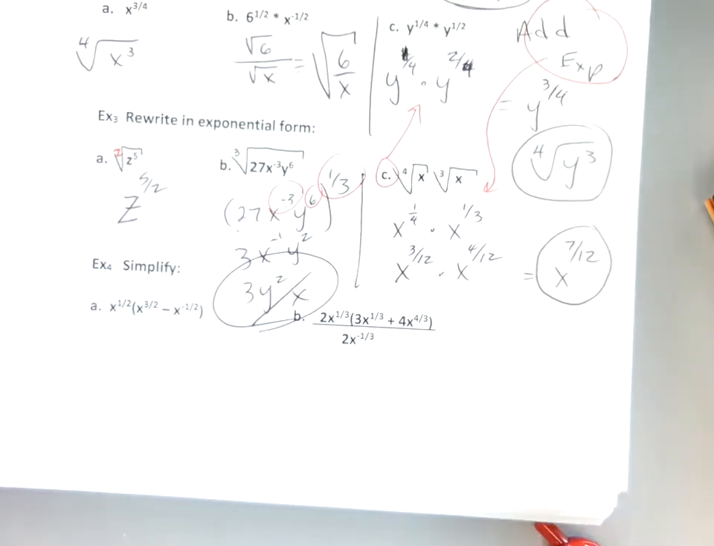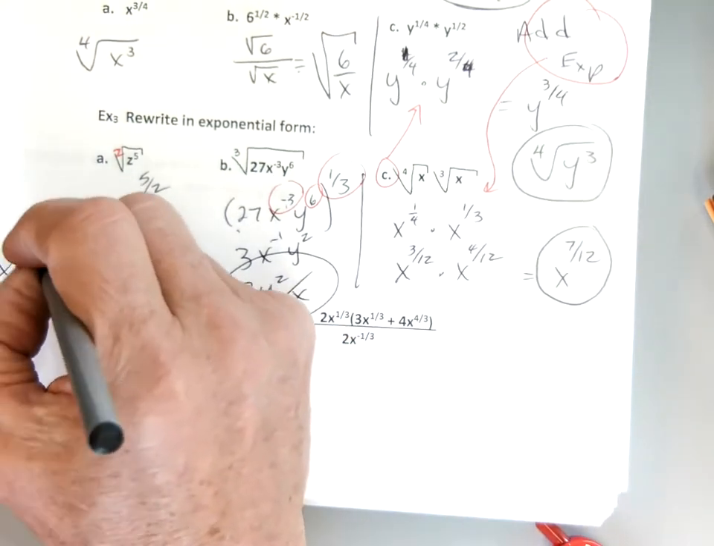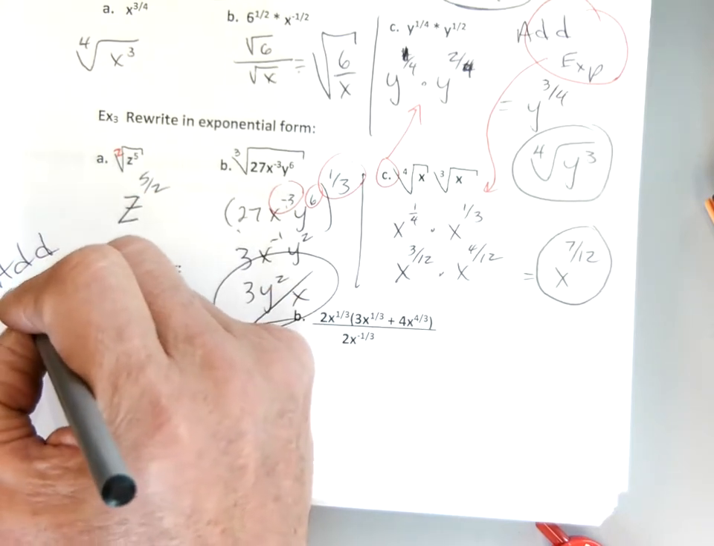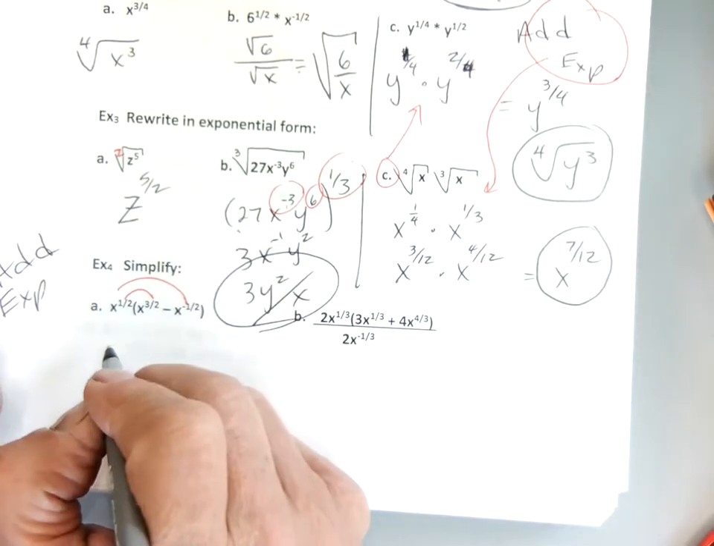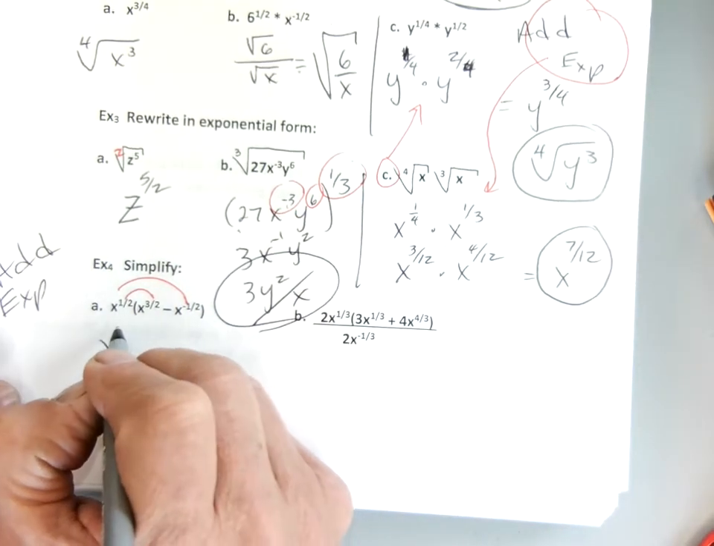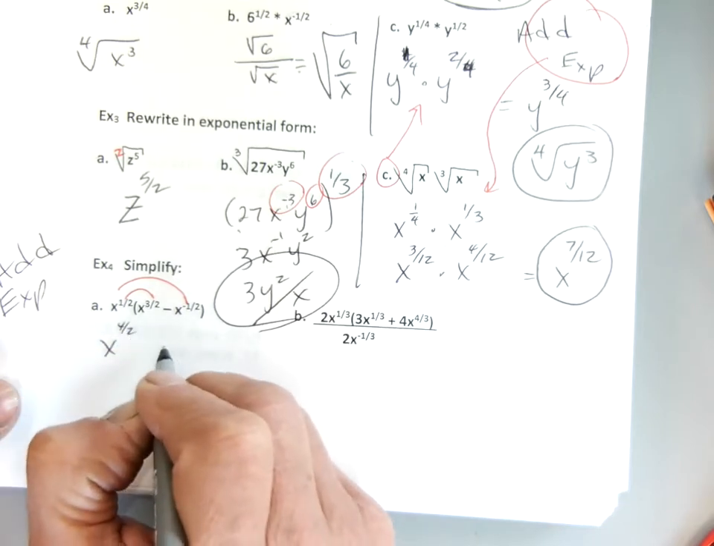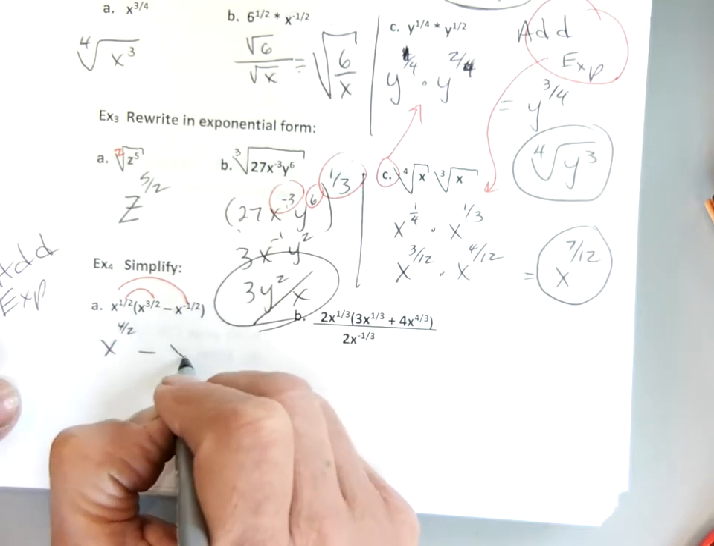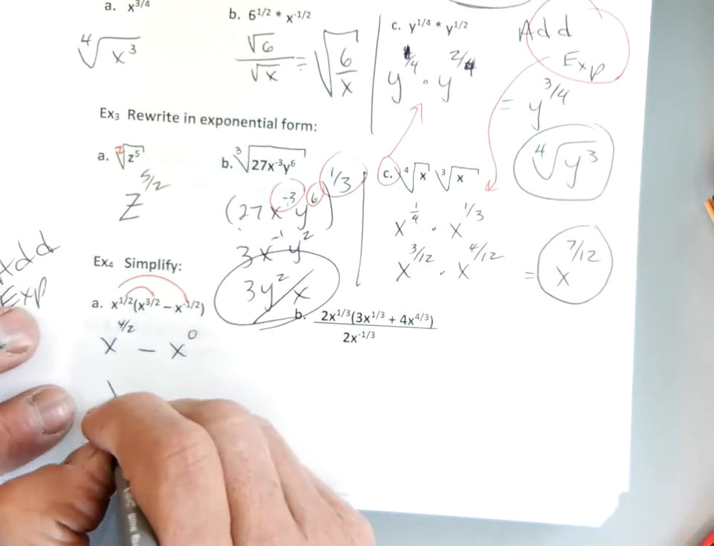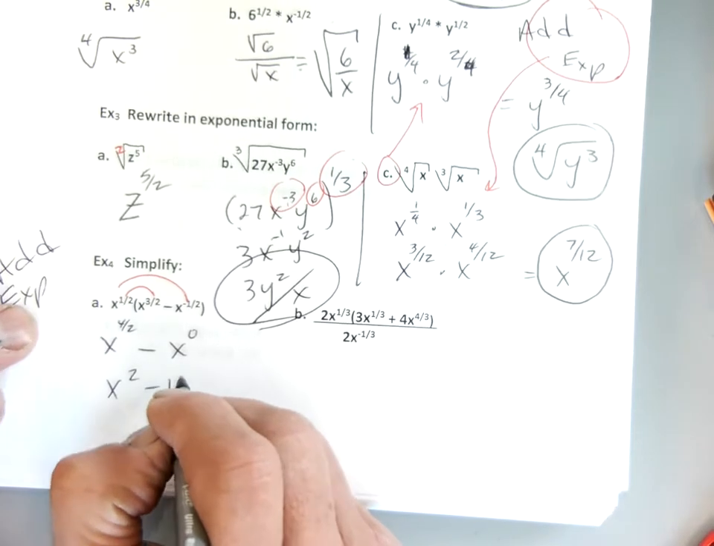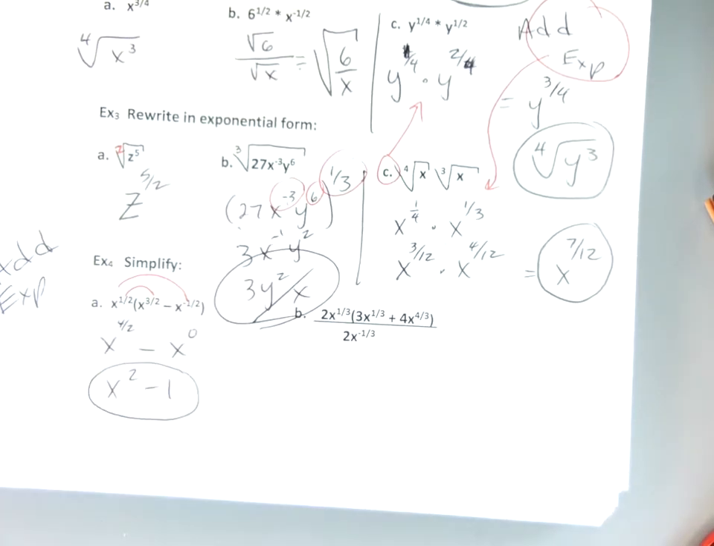For D, I'm just going to distribute, but again, I add exponents. So I'll distribute this times this, this times this. I'll get an x to the 4/2, which is 2, minus x to the 0, which is the number 1. So I'll have x squared minus 1.